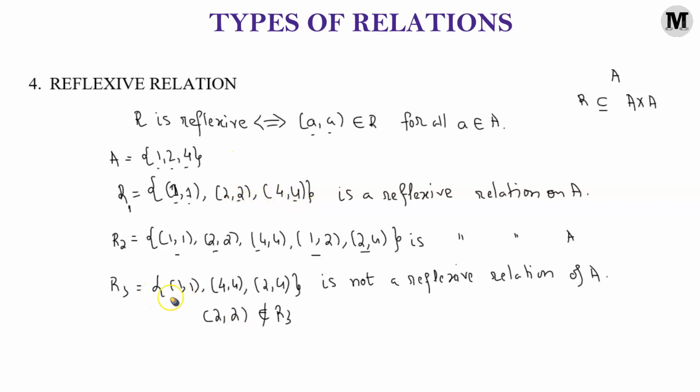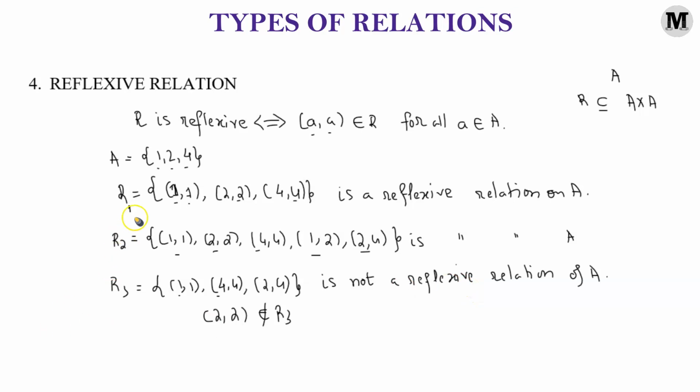Now in our case of R3, here we have the reflection of 1 and the reflection of 4 present, but the reflection of 2 is not present. We have (2, 4), not (2, 2). And because of this reason, R3 is not a reflexive relation on A. It's neither an identity relation nor a reflexive relation.